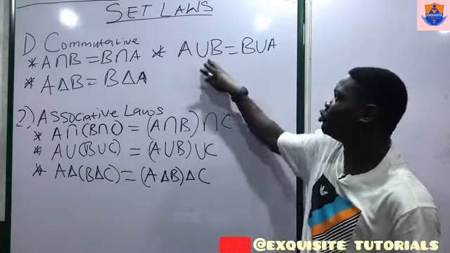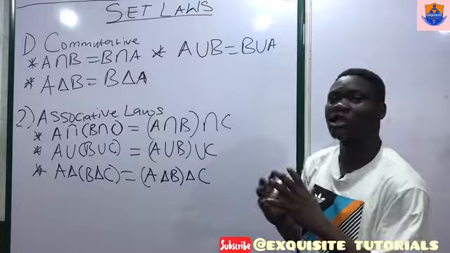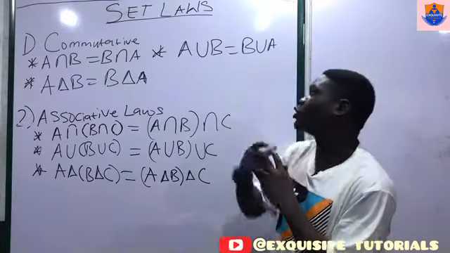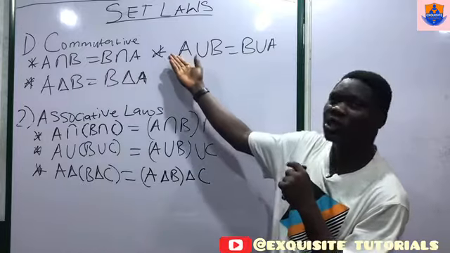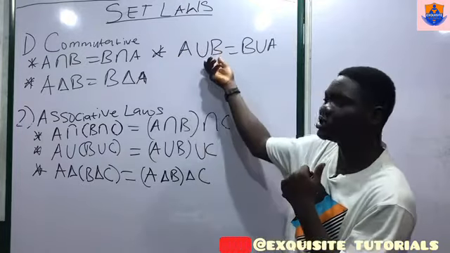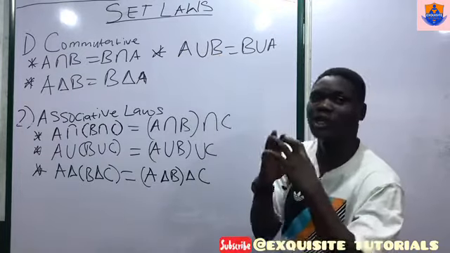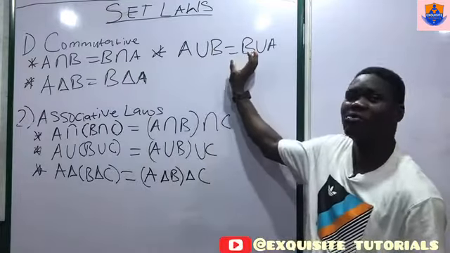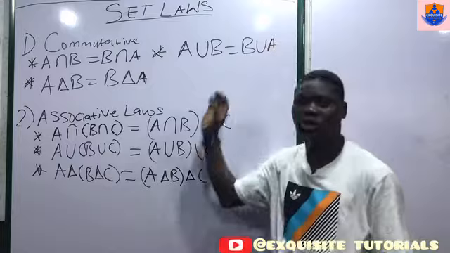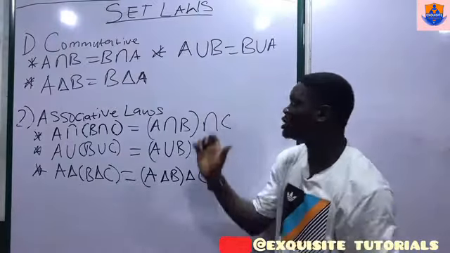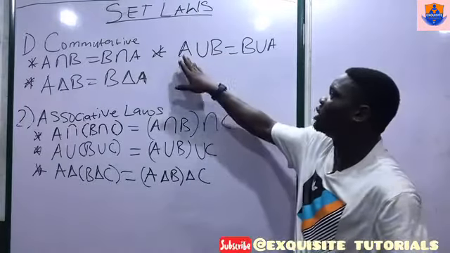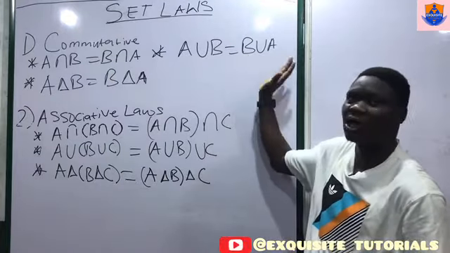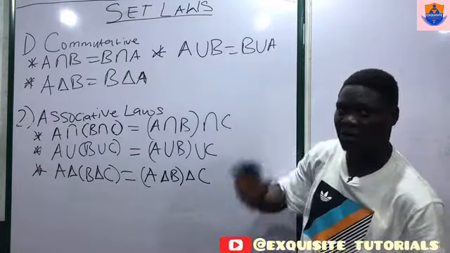What about A union B? The union of two sets is adding the elements of the two sets together. So when you have A, you list out the elements of A and add it with the elements of B, you will get the union of A and B. Now when you choose to list the elements of B first, before adding the elements of A, the new set you get will still be the same as this. So it means that the union of A and B is the same thing as the union of B and A. So this second one is verified.